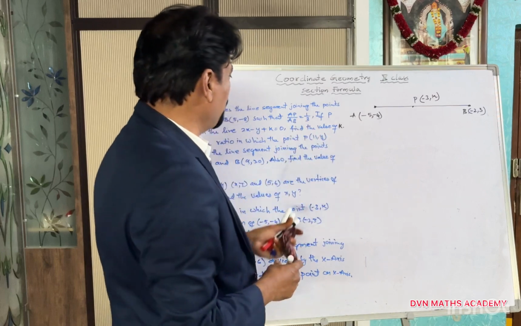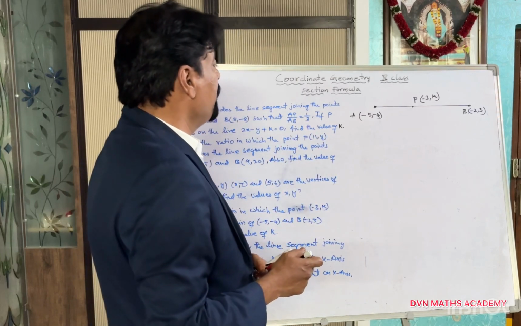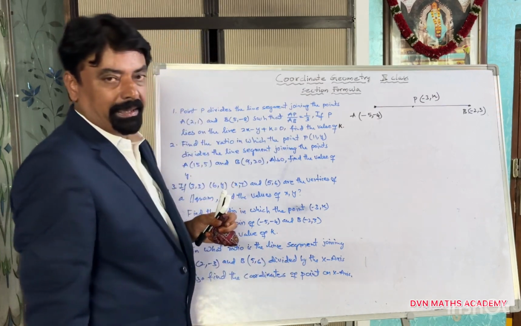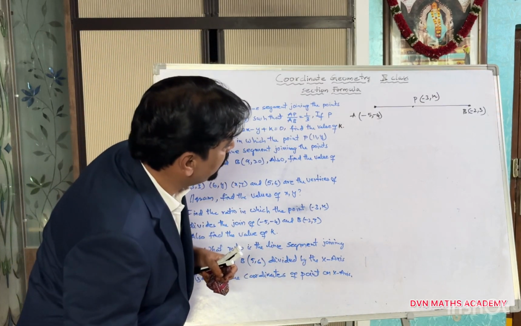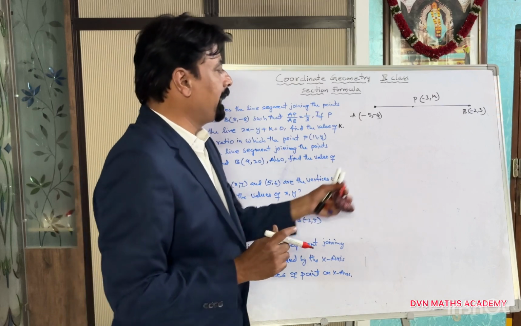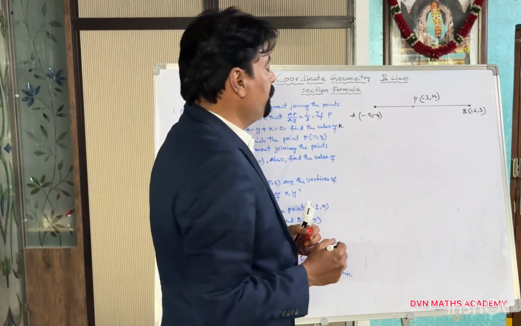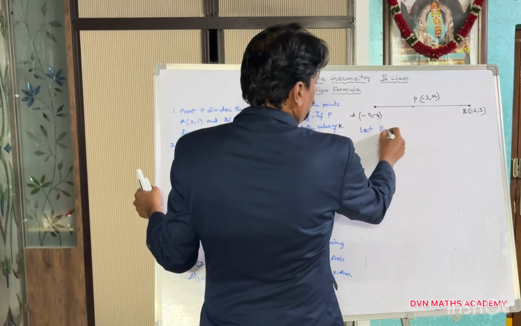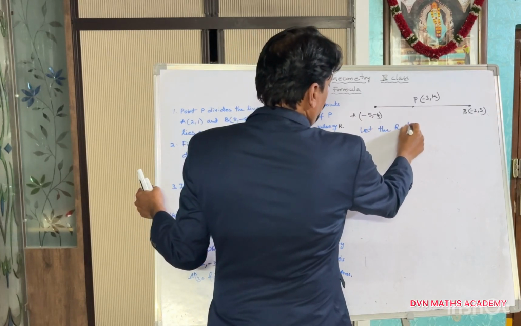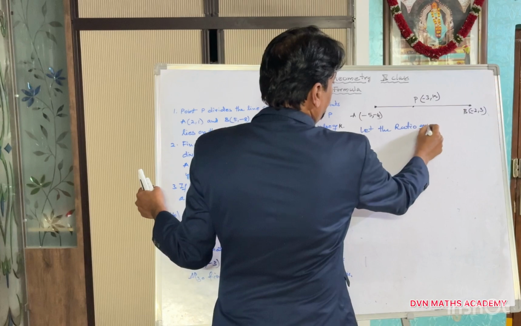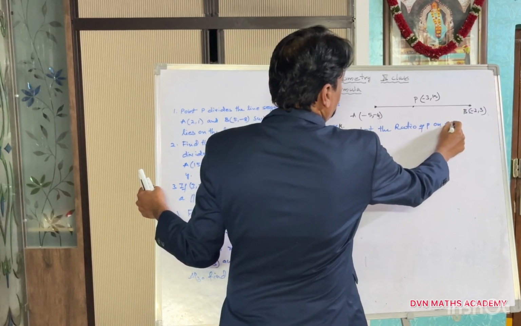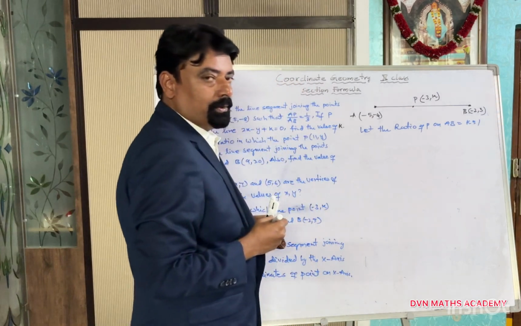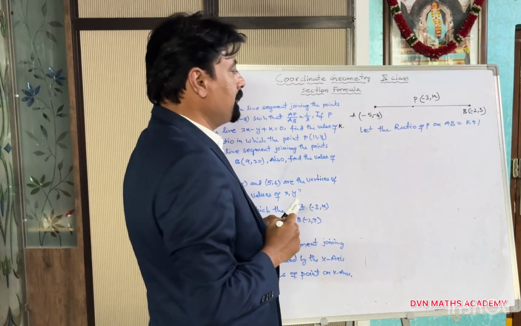In the previous question we also did this kind of problem, but there a ratio AP by AB was given. Here no condition is given; he is directly asking to find the ratio in which P divides AB. Let the ratio of P on AB be k is to 1. If you want to find the ratio, you should take it as k is to 1.